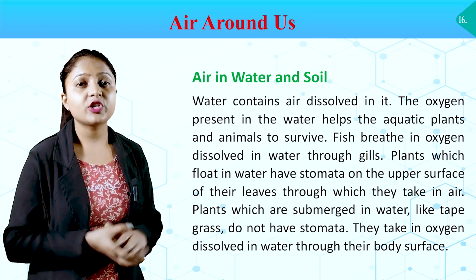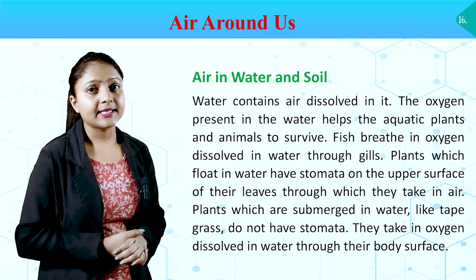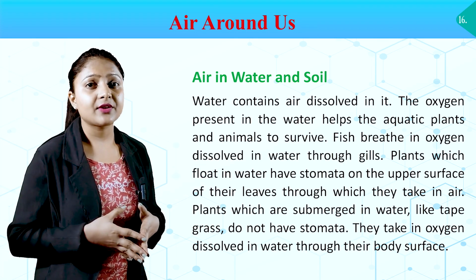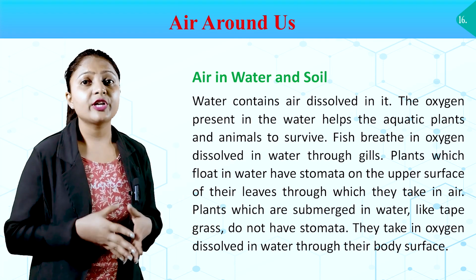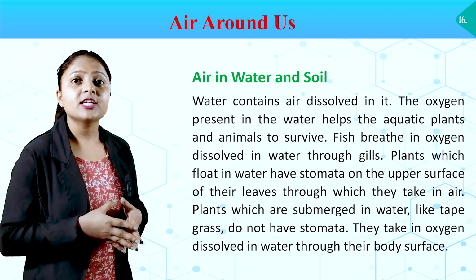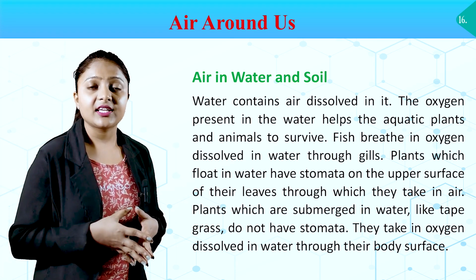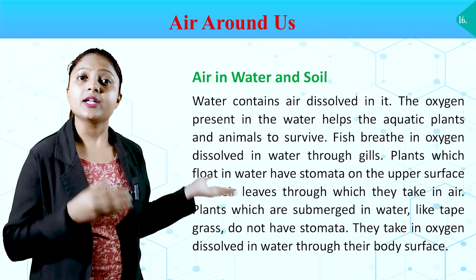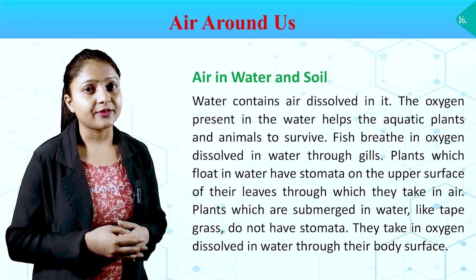Fish breathe in oxygen dissolved in water through gills. Plants which float in water have stomata on the upper surface of their leaves through which they take in air. Plants which are submerged in water like tape grass do not have stomata. They take in oxygen dissolved in water through their body surface.